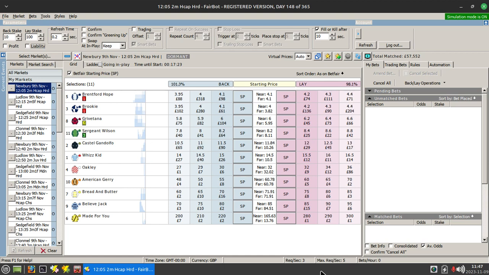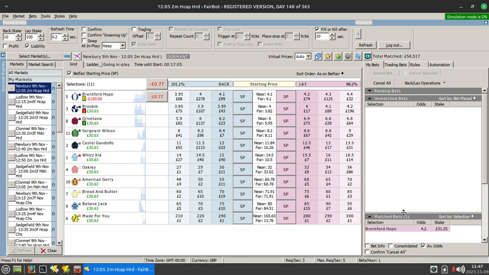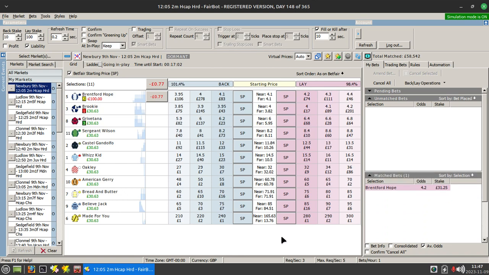Essentially, the technique relies on the use of the liability option here. So if I switch that on, and I'm in simulation mode at the moment, but I will be going live later. If I lay this runner here, you'll see my liability is 100. In other words, the stake of £31 on Brentford Hope is based on the current odds that I chose and the lay stake constructed as a liability.